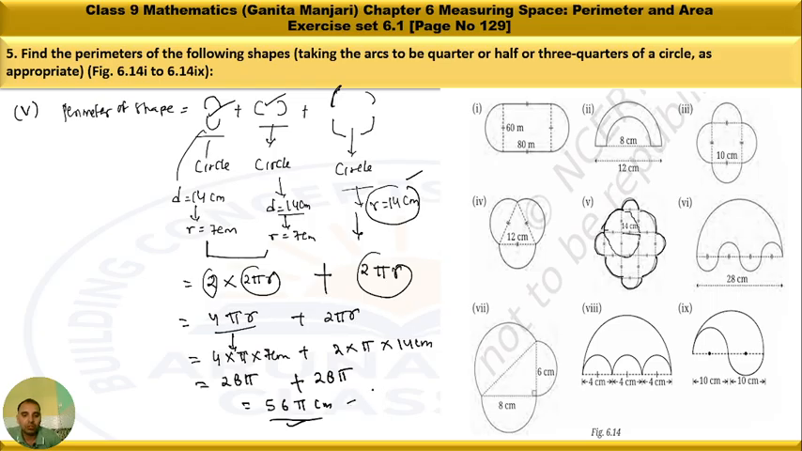So if I solve this one, 56 multiplied with 22 upon 7 centimeter. 7 ones are 7, 7 sixes are 42, 7 sevens are 49, 7 eights are 56. Now 8 twos are 16, 1, 16, 70, 176 centimeter. So 176 centimeter will be the perimeter of the given shape in part 5 of the question. So this is how we will solve this particular question.